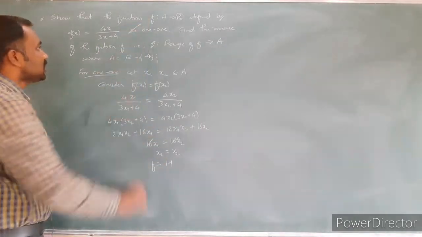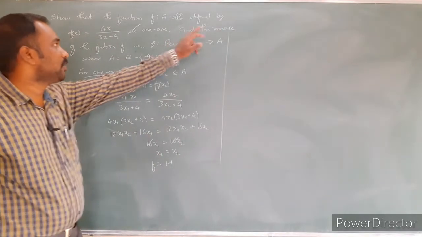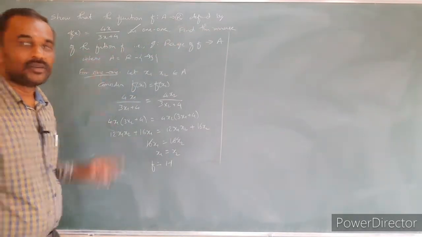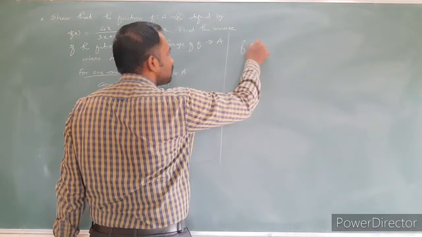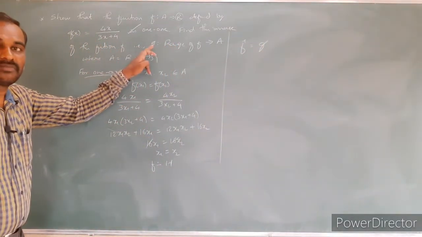Okay, first condition is over. Then next condition. What is the next condition? Find the inverse of the function f. What is the inverse of the function f? Inverse of the function f is g. They have only given that, the inverse of the function f, that is the function g.